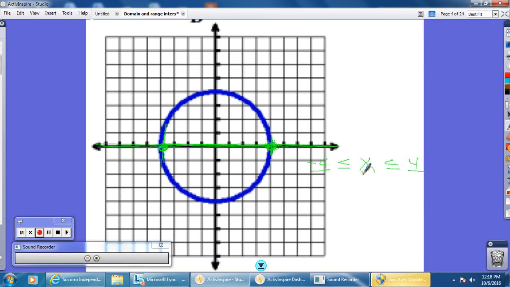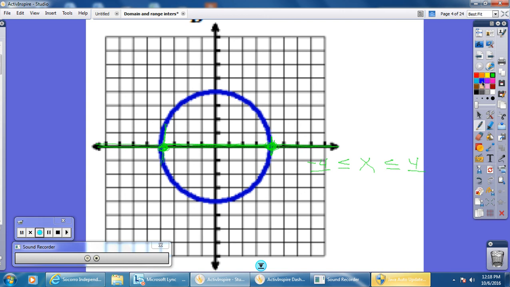There you go. X is everything between -4 and 4 inclusive. Do you remember that? Including the numbers. Now let's do our range.